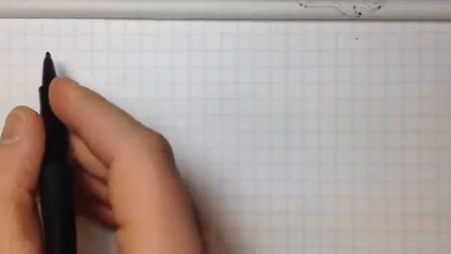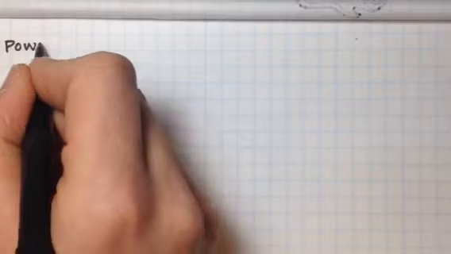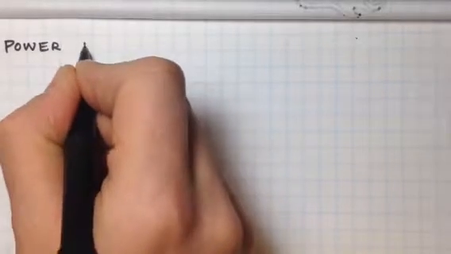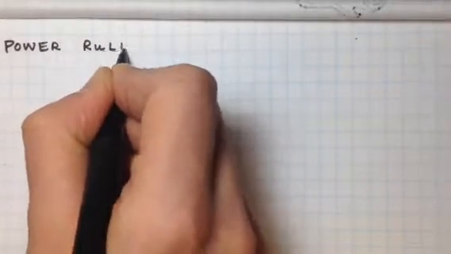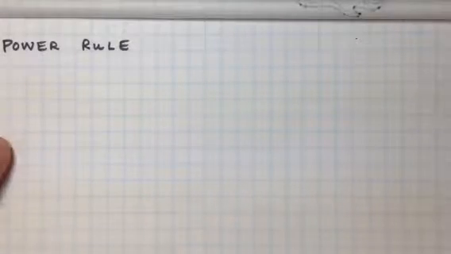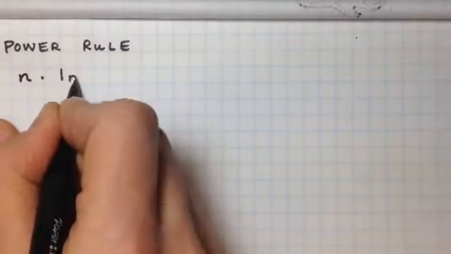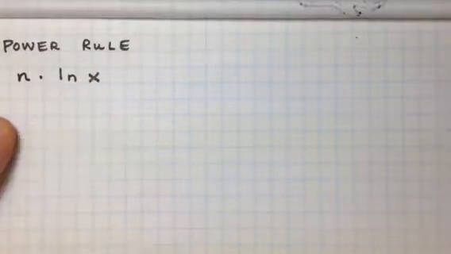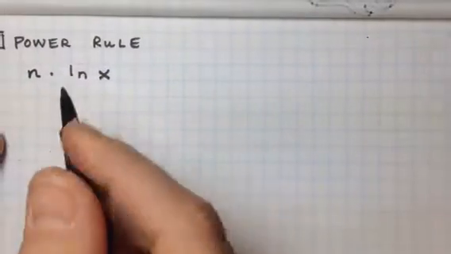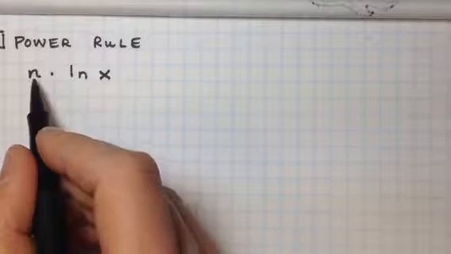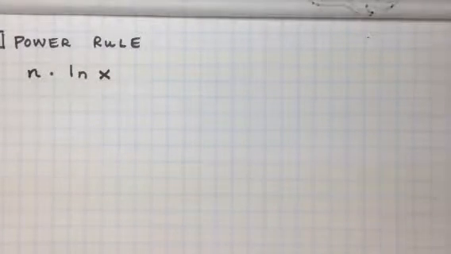Let's look at another one. Property number 4 is the power rule. You've seen the power rule before, but again, my goal is for you to be able to derive it. So let's start with this. Suppose we've got some value n multiplied by the natural log of x.